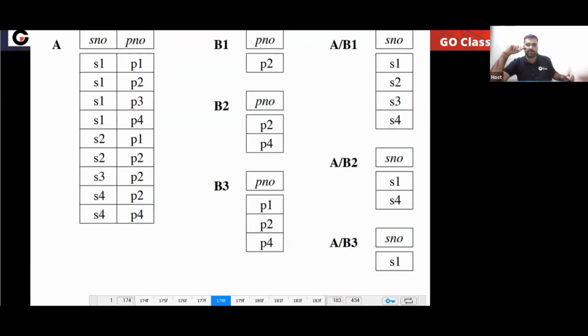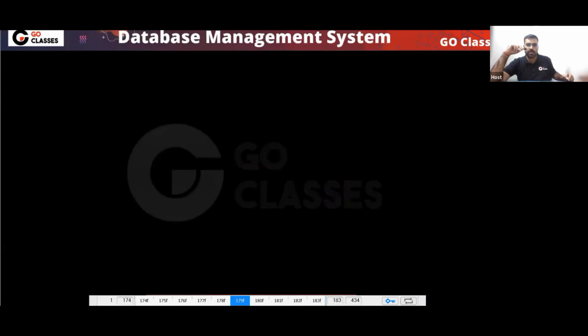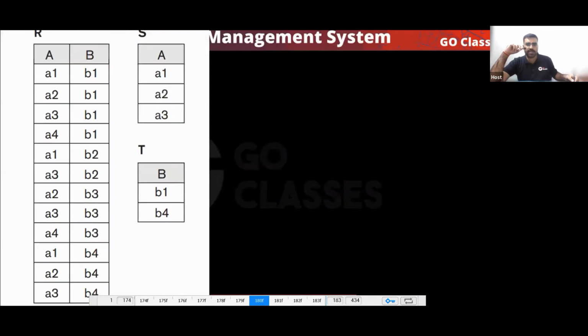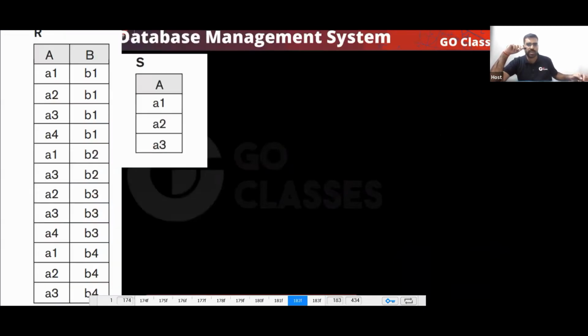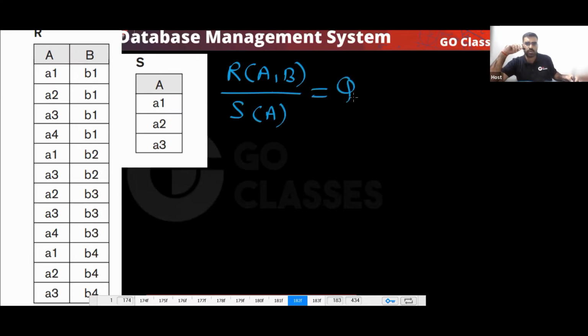You have become expert. Now you can do any amount of practice. So tell me quickly the answer now. Here again, you can notice in the relation R there are two attributes A, B, and in the relation S there is one attribute A. So your output should have which attribute? Your output should have the B attribute.